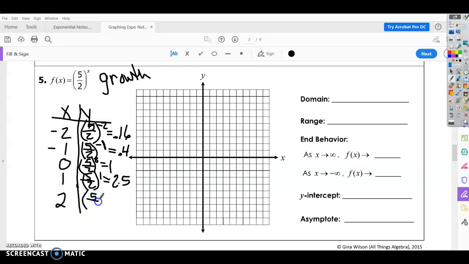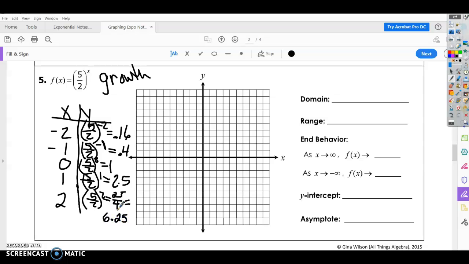And 5 halves squared equals, square the numerator and square the denominator, that is 25 over 4. 4 goes into 25 6 times, and then 1 left over. So 6 1/4, or 6.25. Since we have the others as decimals, I'll put this one as a decimal as well.